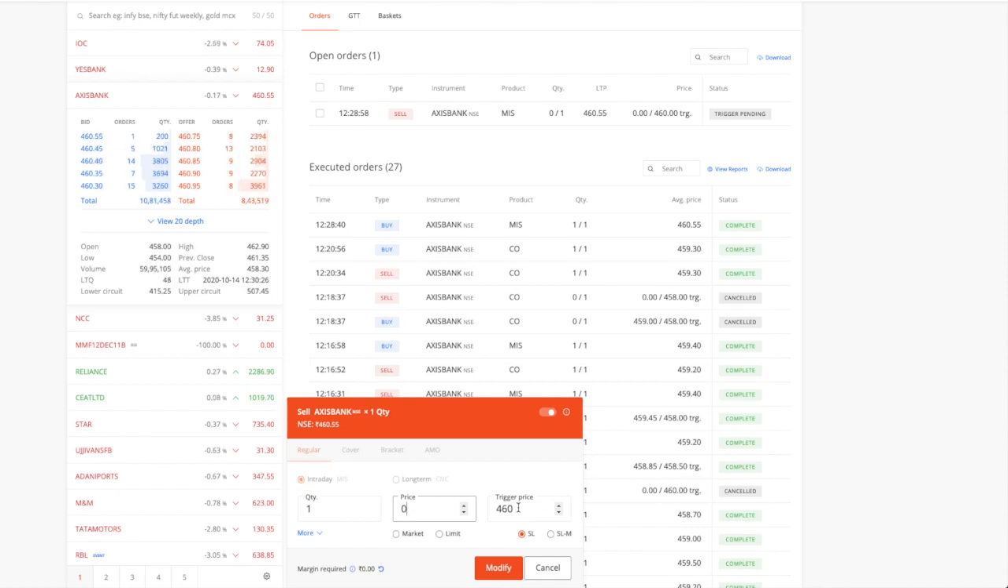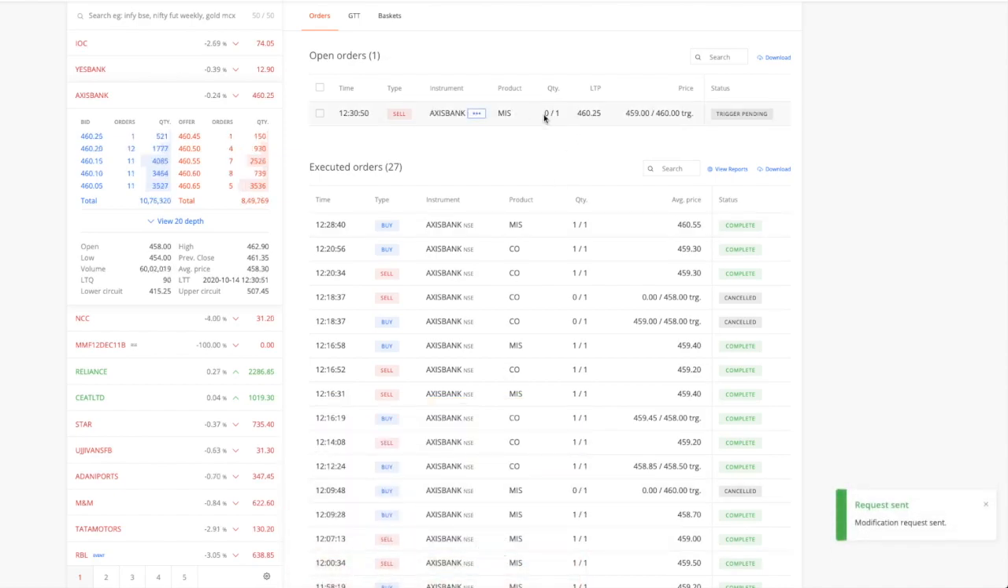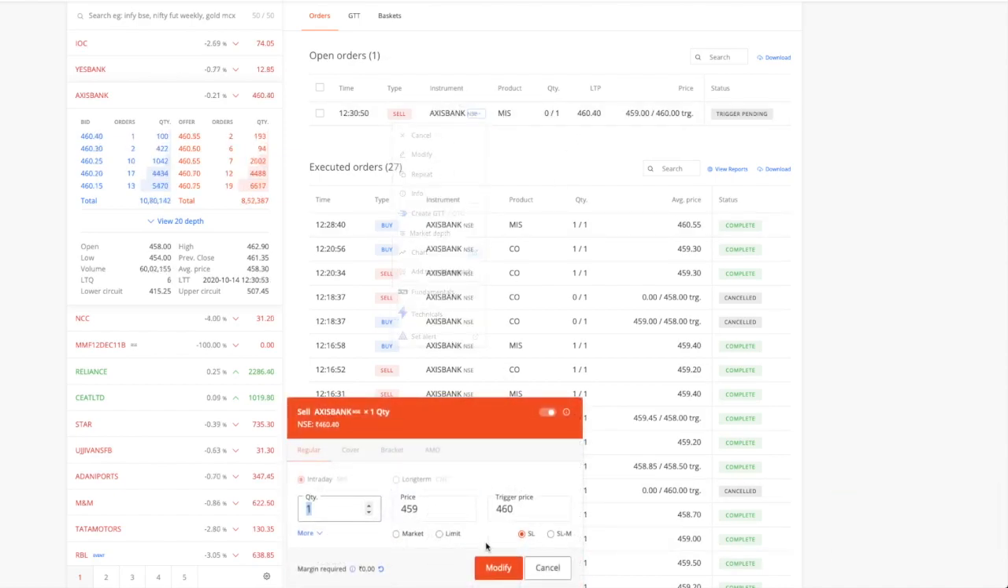That is, if I'm keeping a sell order with trigger price at 460 and my price, let's say, 459. What is going to happen is, once the price touches 460, this order will actually convert to a sell order at limit price. So after the price touches 460, the order will be converted to a limit order at 459.